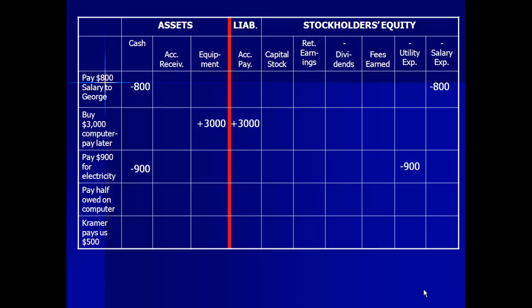My computer. Remember I bought the computer for $3,000 and I promised to pay for it later on? I pay $1,500 towards the amount that I owe. Pay them half of what I owe. What do I have less of? Cash. Less cash, minus $1,500 on cash. What else do I have less of? I have less accounts payable. My debt has gone down. Before I owed them $3,000. Now once I make this payment, I don't owe them $3,000 anymore, do I? I need to make my debt go down.